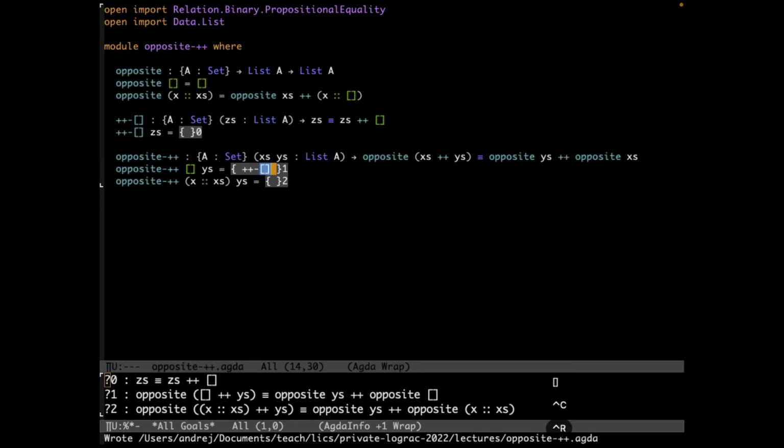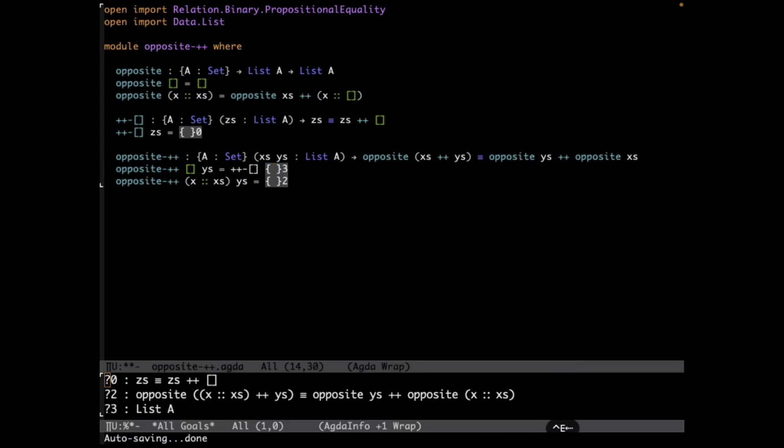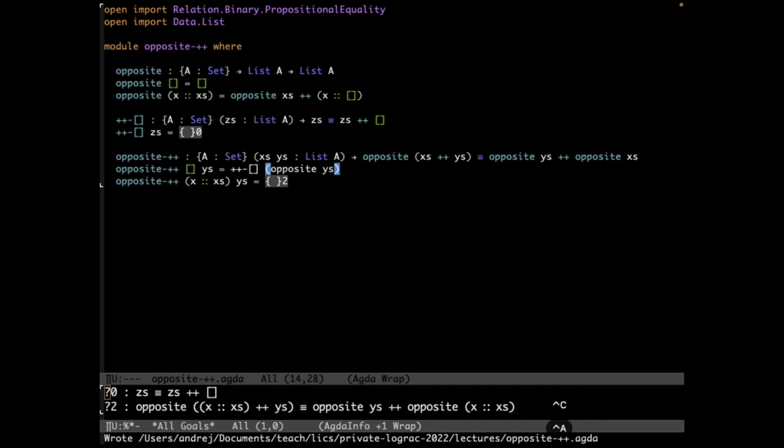So I say, please apply this lemma. And it says, yeah, I know how to apply it. And I say, please do this with Control-C, Control-A. It says, yeah, you need to apply the lemma to this, and you will be done with this case. So that's good enough reason to go and do this lemma.